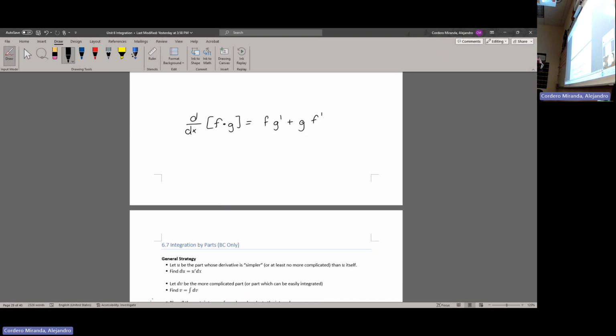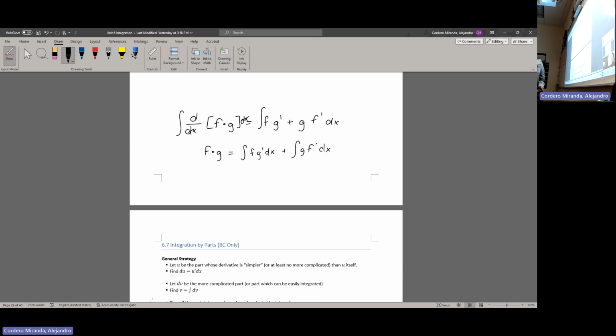Okay, so if I want the antiderivative, then you could take the integral of both sides with respect to x. Depending on when you're watching this, you already know that the integral of a derivative kind of cancels out and you just get f times g equals, and then let me split it up like this, the integral of f times g prime dx plus g times f prime dx.